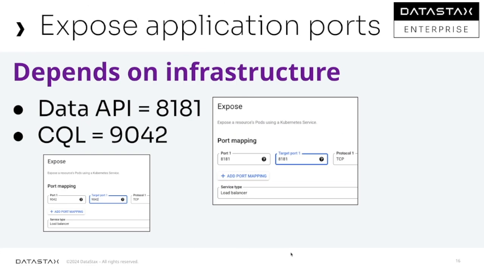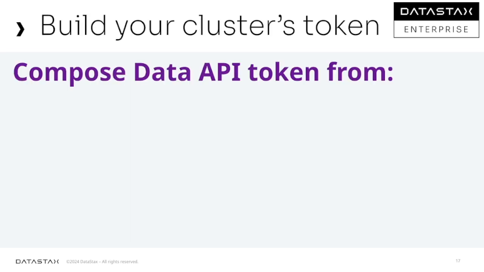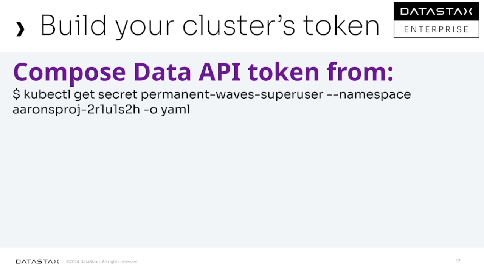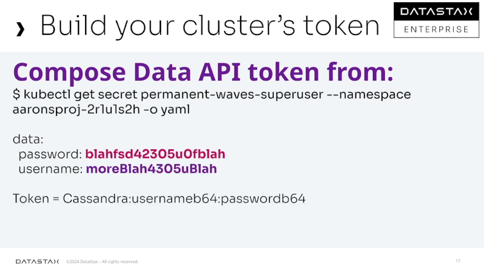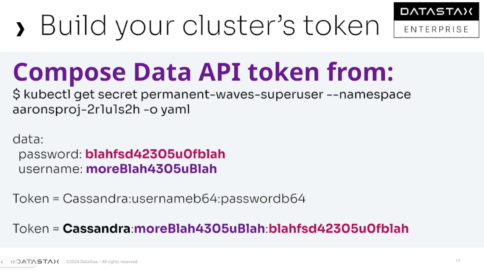As I've said in many of these other videos, be sure you've exposed the Data API on port 8181. You'll also want to make sure that you build your cluster's token. Specifically, in my case, I need to run a kubectl command to get mine, and it responds with this data payload. But the idea is that you can piece it together by specifying your token as the word Cassandra, the base64 encoded username, and then the base64 encoded password. So the whole thing comes out something like that. Important to note, you will need this for the next steps that follow.